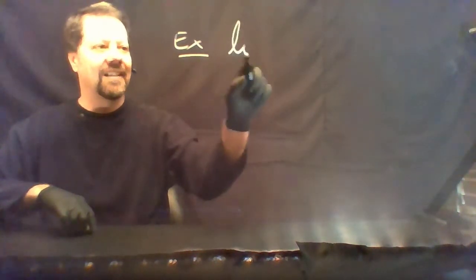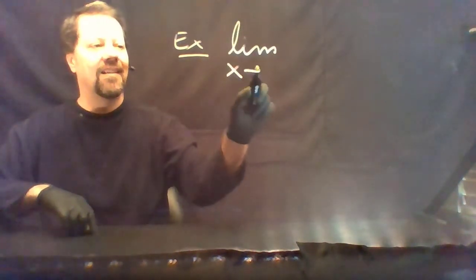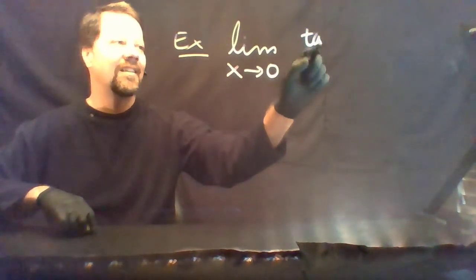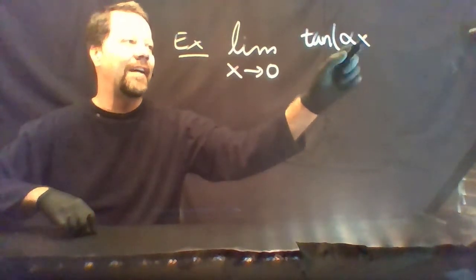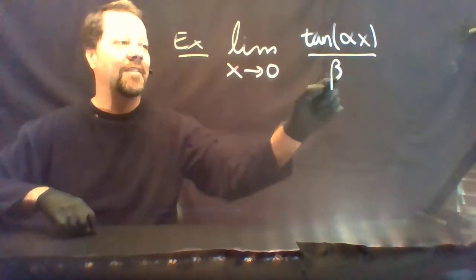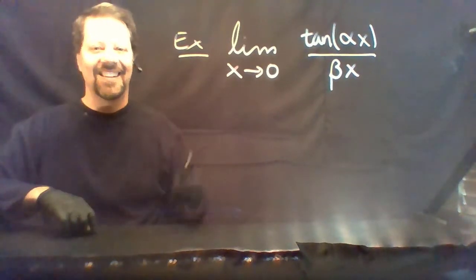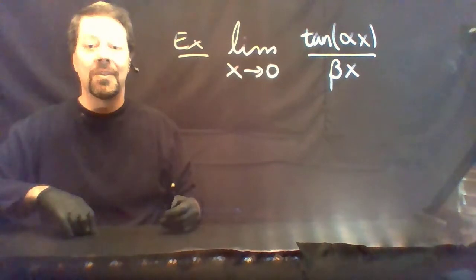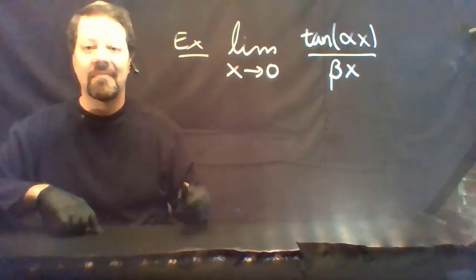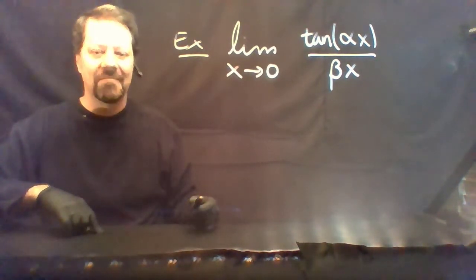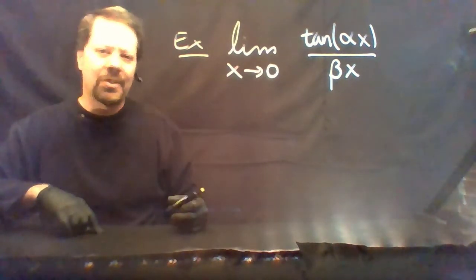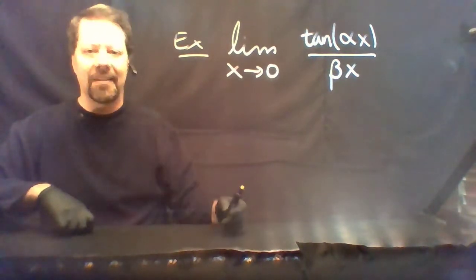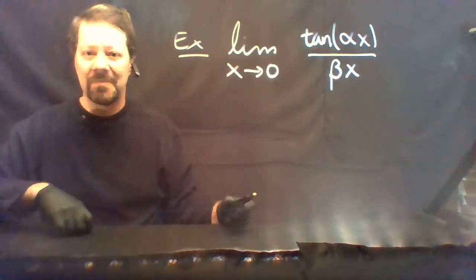I want to look at the limit as x goes to 0. Let's do tangent of alpha x divided by beta x. I like to throw in a Greek letter now and then, just because students freak out when they see them. But I want to break them of that. I want to teach students to use and abuse these Greek letters just like they use and abuse every other letter in the Roman alphabet that we use.